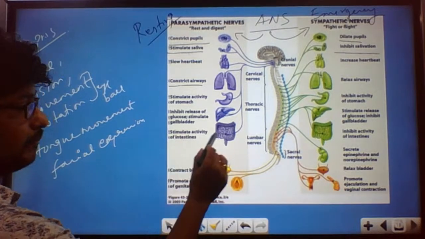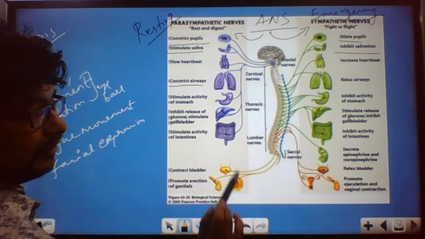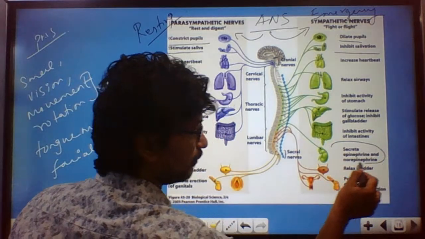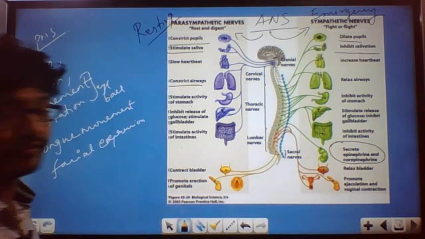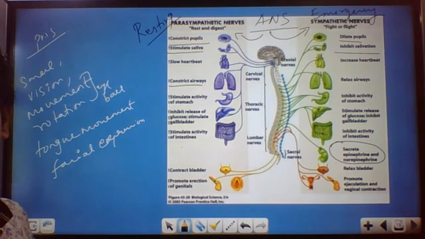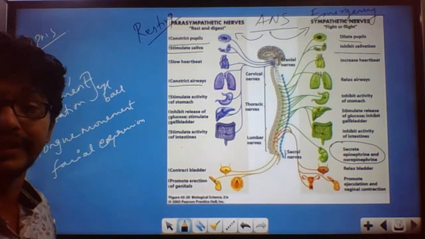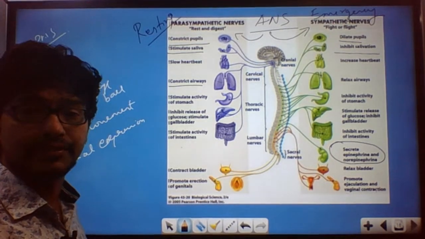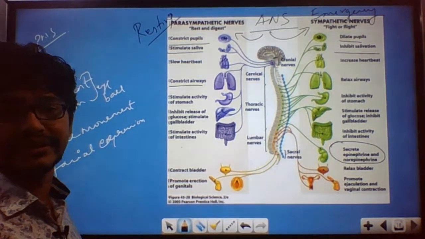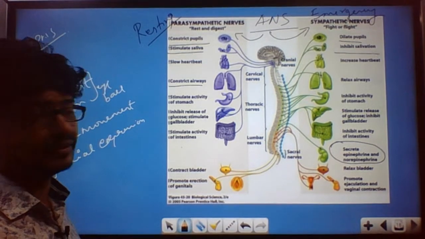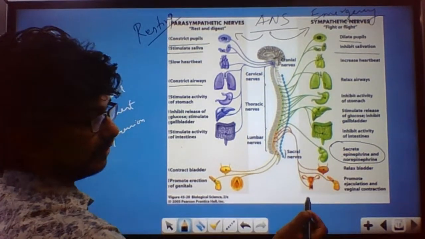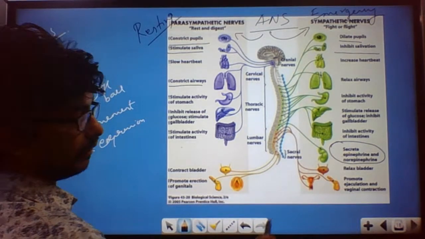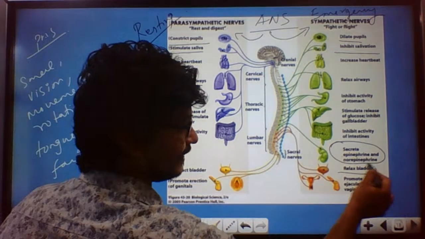And you could see it stimulates the activity of the intestines, and here it inhibits the activity of the intestines. And here it will secrete, and this is the important part of why we call it the emergency nerve, because it secretes epinephrine or norepinephrine. This we discussed already, when we discussed the emergency hormone in the endocrine system. In the last chapter we discussed the function of epinephrine. So who is secreting this? Sympathetic nerves secrete epinephrine and norepinephrine.